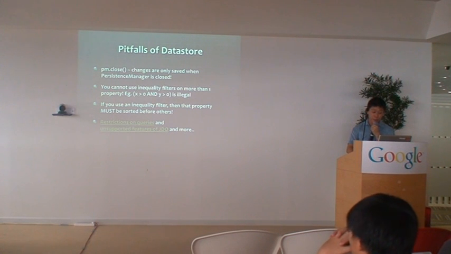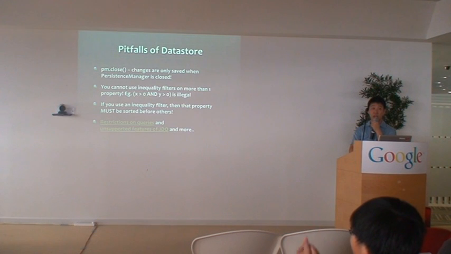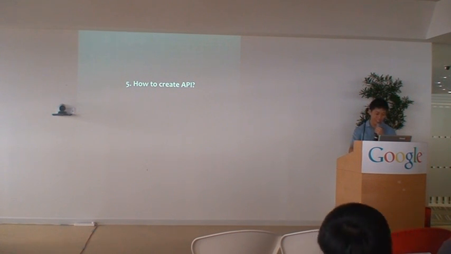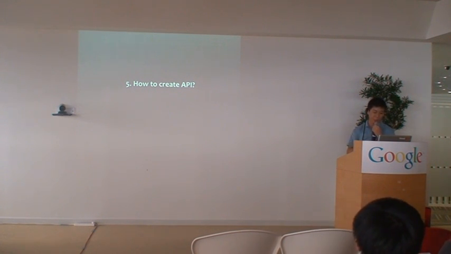Okay, there are more things you have to look out for: restrictions on the queries, and some of the unsupported features with JDO. Okay, I think I've covered that pretty fast. This is the second last thing I'm going to talk about: how to create an API.